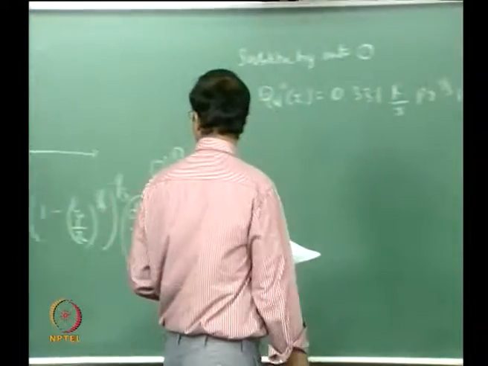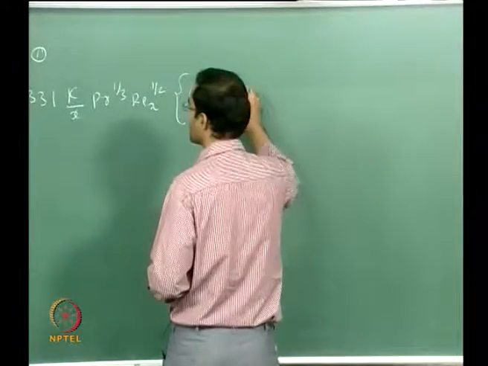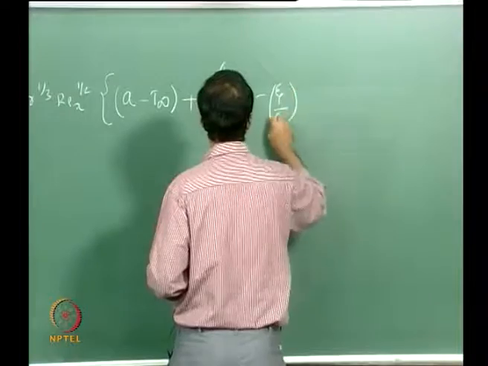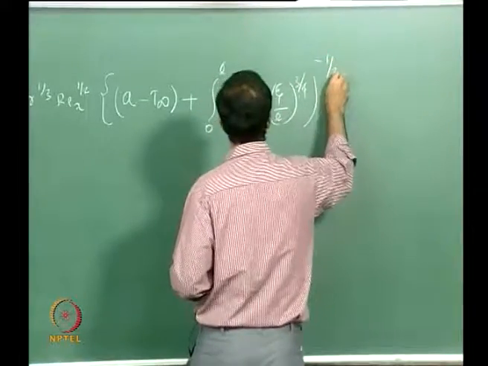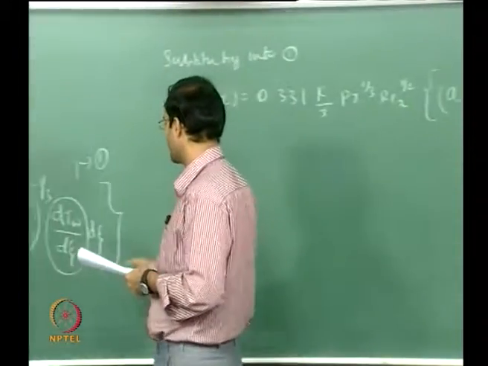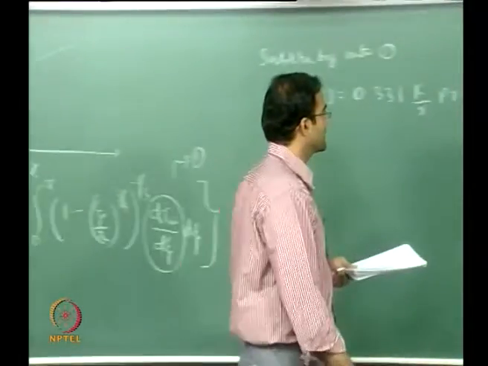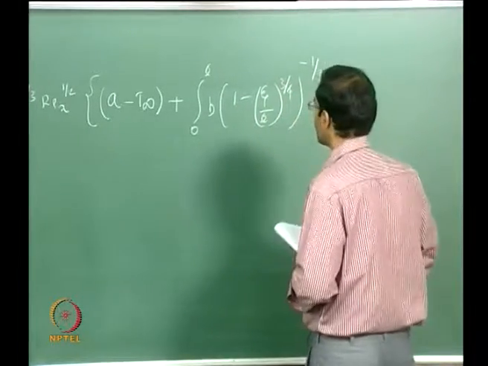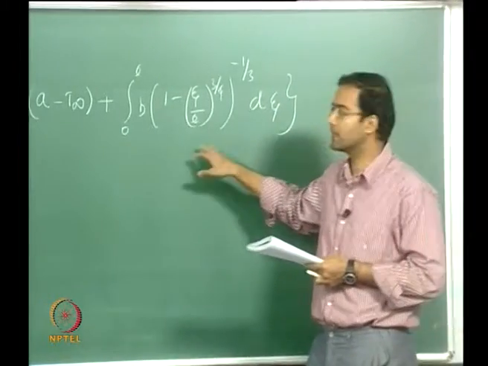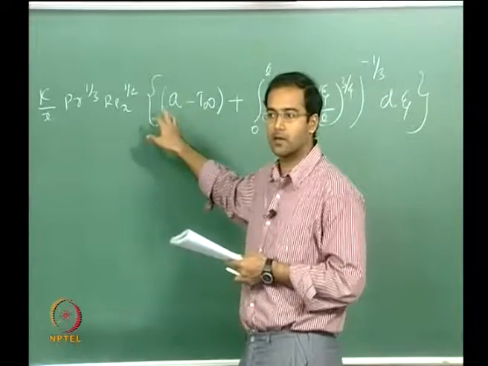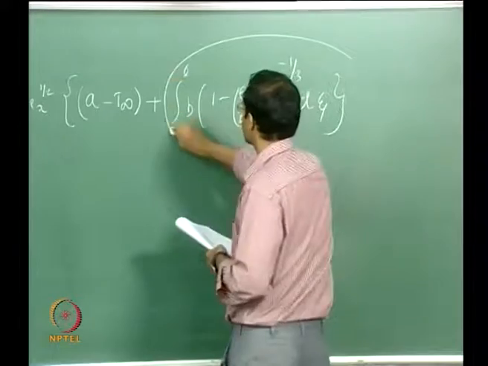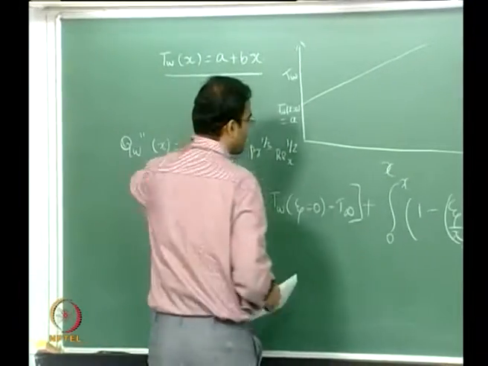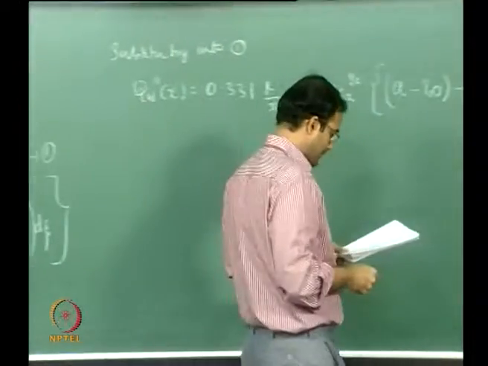So I am just substituting for T wall at zeta equal to 0 as a, minus T infinity, plus integral 0 to x of 1 minus zeta by x to the power 3 by 4, the whole power minus 1 by 3, dT wall by d zeta is nothing but b, so this will be b into d zeta. Okay, so now all we need to do is evaluate this integral, because everything else is known. T infinity is given for this problem, a is a constant, b is a constant, so we need to find this particular integral, which we will reduce to the following form.